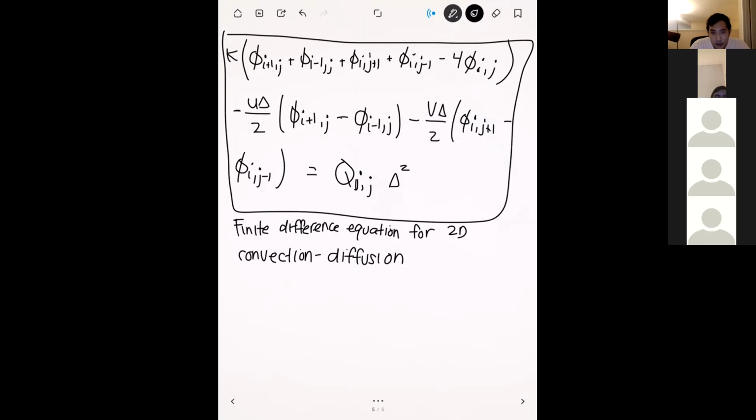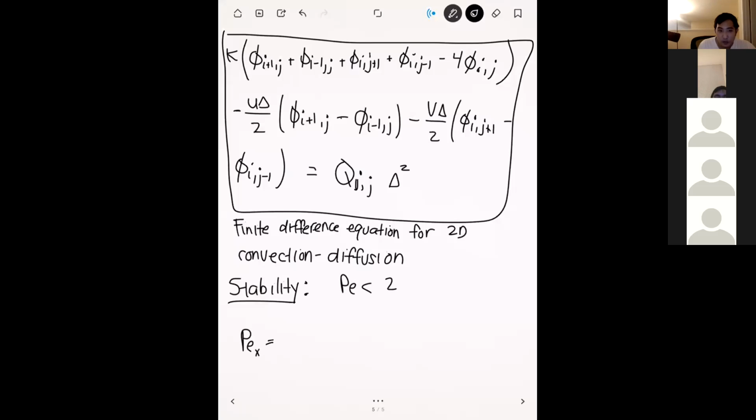But before I do that, let's talk about stability just for a second. Remember, we used a central difference scheme here for both the convection derivatives, so we run the risk of being unstable. Our stability criterion is that the Peclet number has to be less than 2. But since we're in 2D, we're going to have a Peclet number in both the x direction and the y direction.